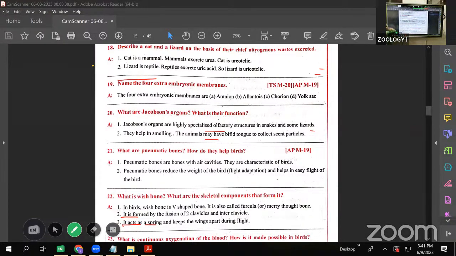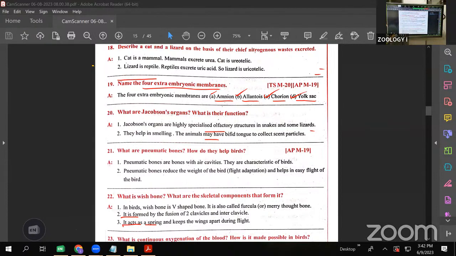Next is the four extra-embryonic membranes. What are the four extra-embryonic membranes? Amniotes have four embryonic membranes, called the extra-embryonic membranes. The first, the outer one, is the amnion. The others are the allantois, chorion, and yolk sac. The embryo is surrounded by these four extra-embryonic layers. They are helpful for development and for giving nourishment to the embryo. They are the amnion, allantois, chorion, and yolk sac.